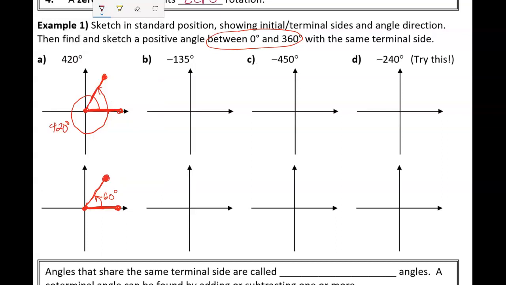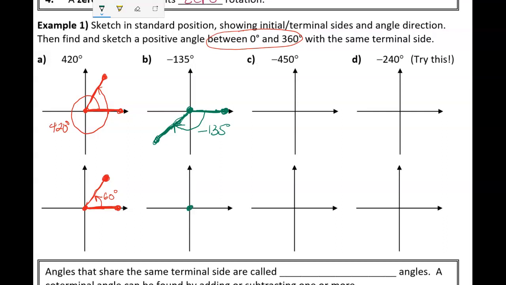B is a negative angle. We're still going to start on the positive x-axis, because that's where all angles start, where a 0 degree rotation is. Now we're going to rotate negative 135, which means we go in a clockwise direction. If we rotate 90 plus an additional 45 in that direction, that'll put us right in the middle of quadrant 3. So that's a negative 135 degree rotation. Notice I put an arrow on there to indicate the direction of rotation.